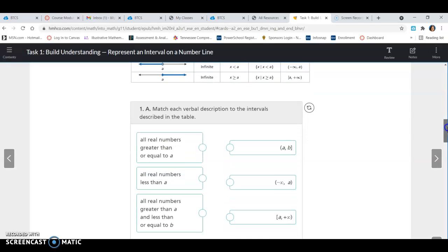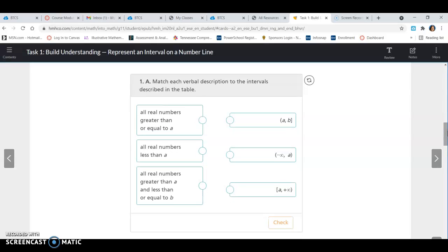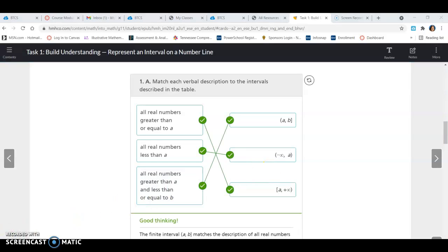All right, so let's see if you can match these. I would like for you to stop the video. Just pause the video for a moment, answer these questions, and then click Start again. All right, check to see if you got these correct. Hopefully everyone got these correct and we can move on.